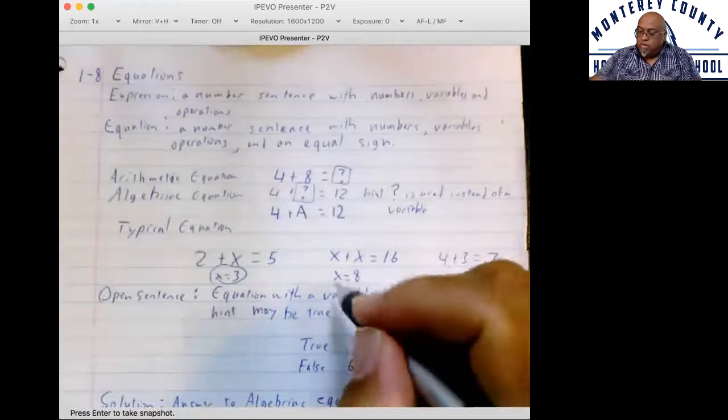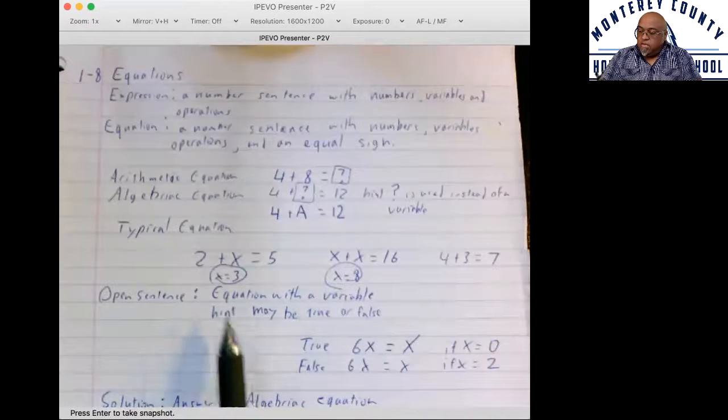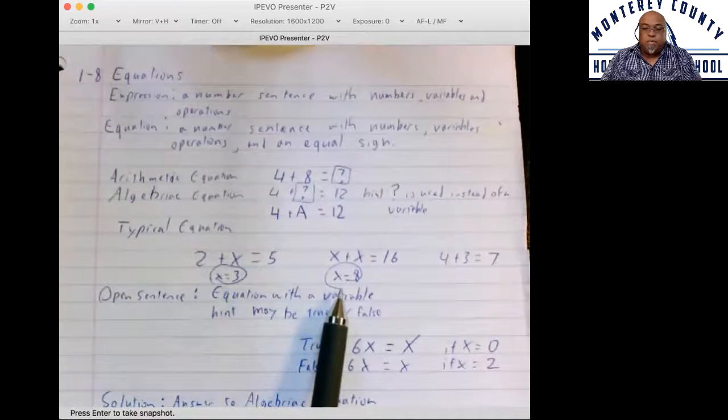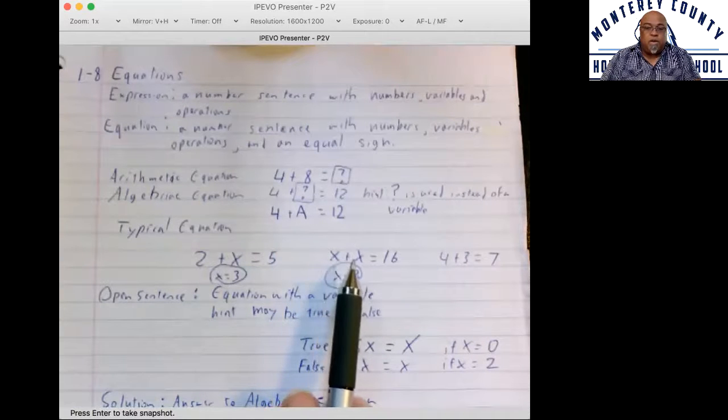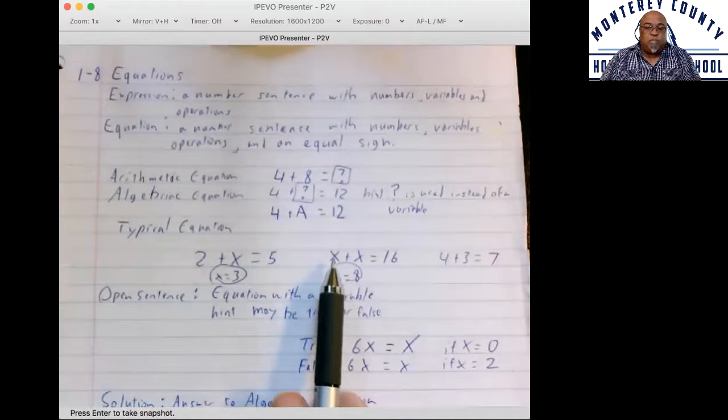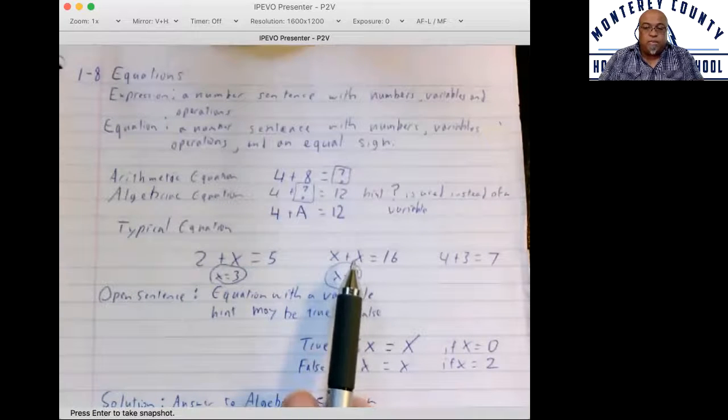Okay? Now I want you to notice something. With a variable, the value of x changed. In the first problem, it was 3. In the second problem, it was 8. Okay? But within the problem itself, it may have an unknown value until you figure it out, but whatever the value is going to be the same for this x as it is for that x.